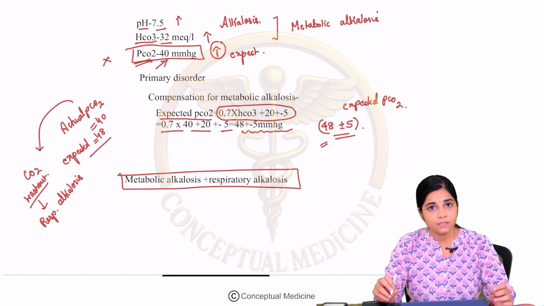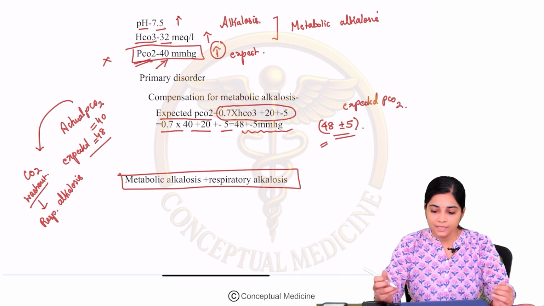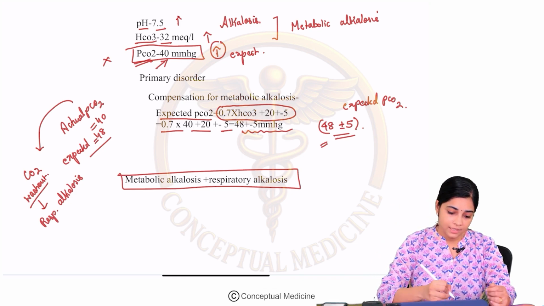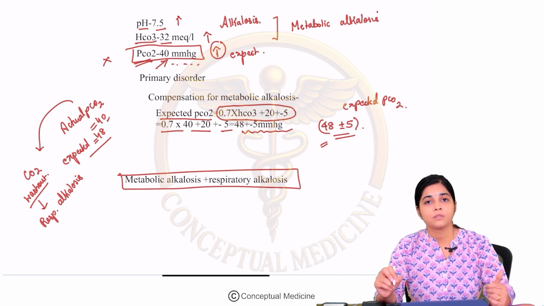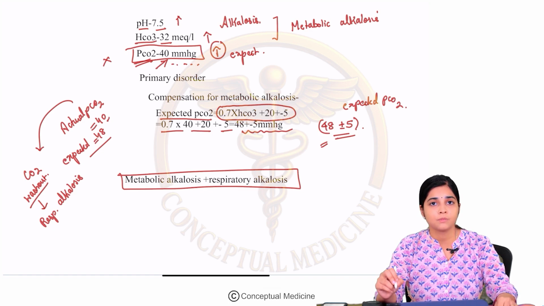There is metabolic alkalosis and there is some amount of respiratory alkalosis because there is no adequate compensation. The adequate compensation is that the carbon dioxide should have raised to 48, but it has raised only to 40 as per the question. Why is that so? That is because there is some hyperventilation or some carbon dioxide washout that is happening. So this is your metabolic alkalosis with some component of respiratory alkalosis.